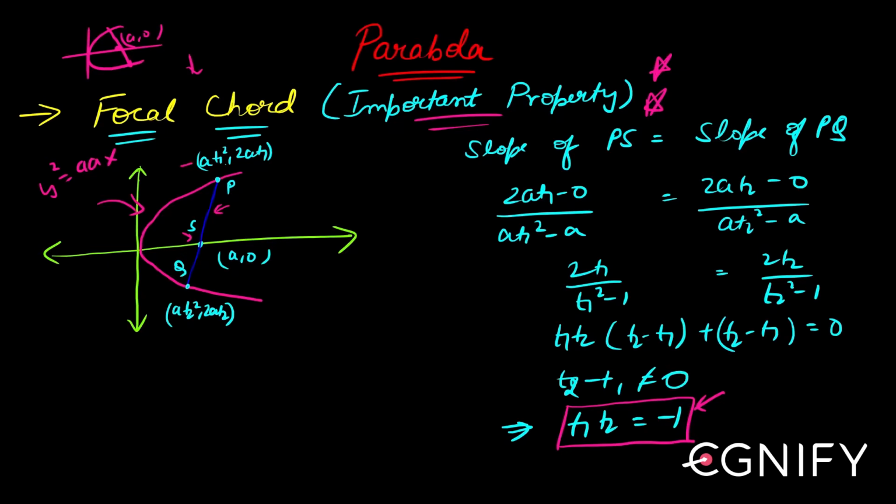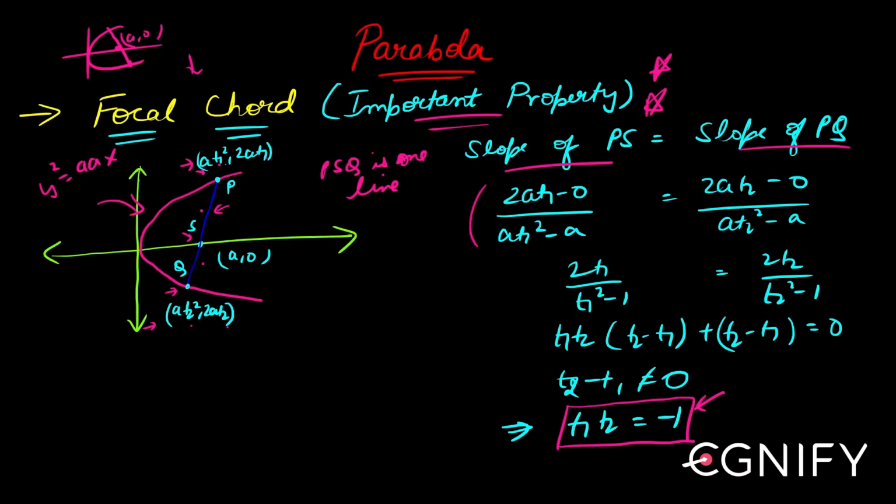Now I'm taking the extremities to be (at1 square, 2at1) and (at2 square, 2at2). We already know this is the parametric form of the point. So I'm just taking 2 points t1, t2, and I'm writing them as parameters, so parametric form. Now the slope of PS should be equal to the slope of PQ, because this PSQ is one line, right? So obviously the slope of PS is equal to the slope of PQ.